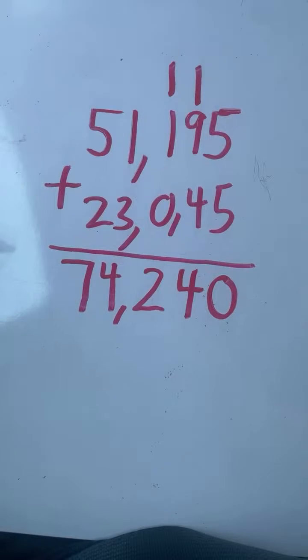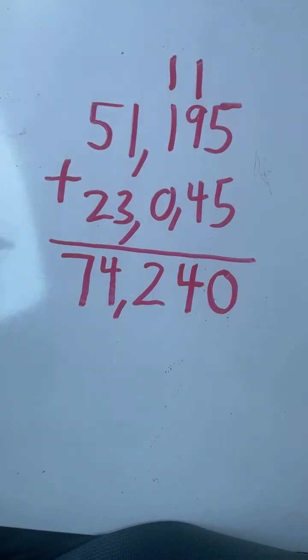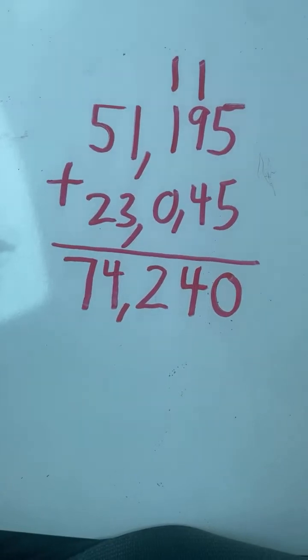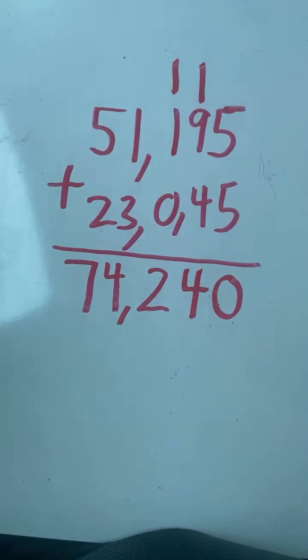And we have our final answer, 51,195 plus 23,045 equals 74,240.